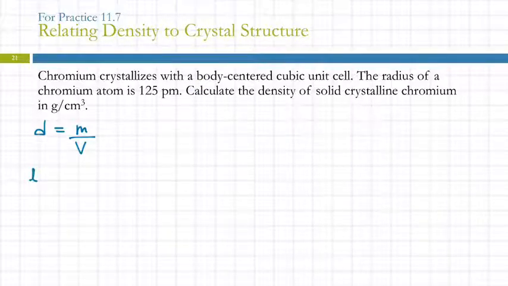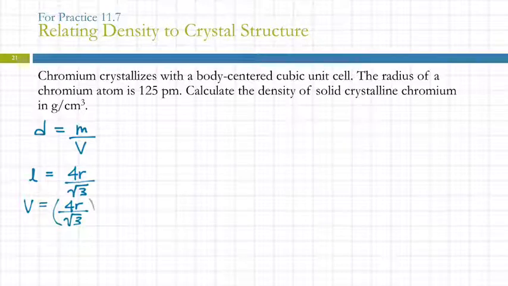So the length of a side is 4r divided by the square root of 3, right? And the volume of that would be 4r over the square root of 3 cubed. We just did a problem like that, but the length was 138 picometers instead of 125. So can we calculate the volume of a unit cell? Yeah, we could do that. Volume of the unit cell.